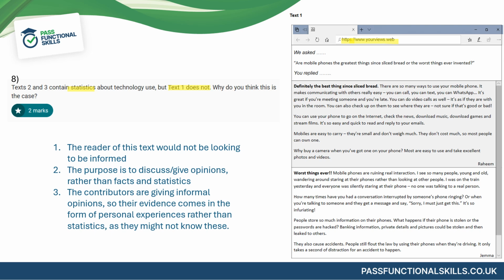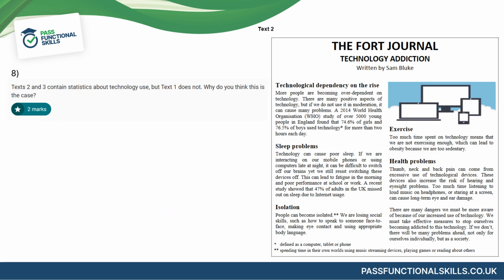So if we take Gemma for an example, she gives lots of evidence, but it's evidence in the form of personal experience of stuff that's happened to her rather than statistics, and that suits the text type and the purpose of this text. So any one of those reasons would be a good reason to give about why text 1 doesn't contain any statistics. Okay, let's have a look at text 2 then and see if we can work out why this might contain more statistics than text 1.